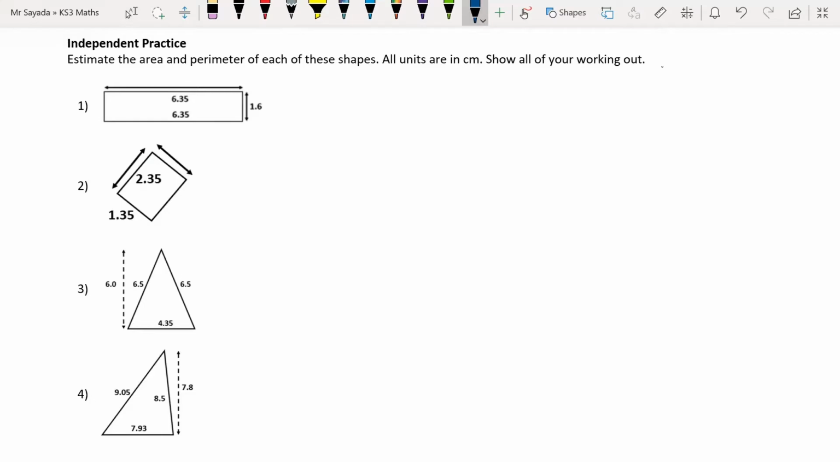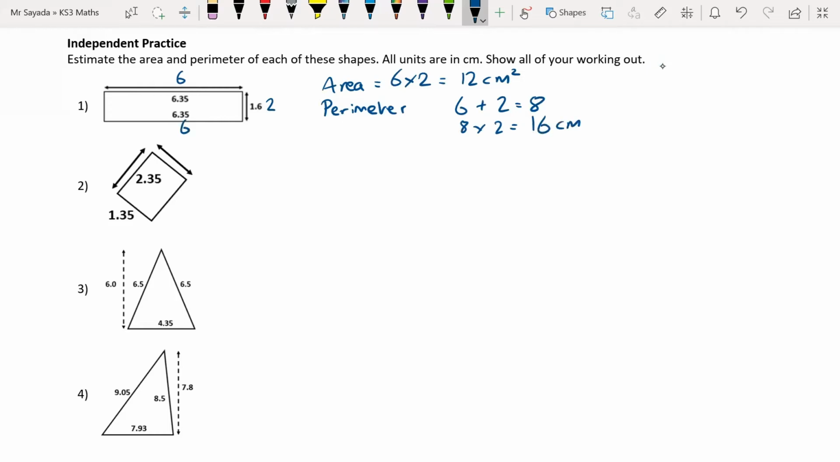So for the first question, the 6.35 becomes 6 and the 1.6 becomes 2. So the area is 6 times 2, which is 12 centimeters squared. And the perimeter, so I'm going to firstly do 6 plus 2, which is 8. And then I'm going to do 8 times 2, which is 16 centimeters, because there's 2 lots of 6 and 2. So we have a 6 and a 2, which makes 8. And then we have another 6 and another 2.